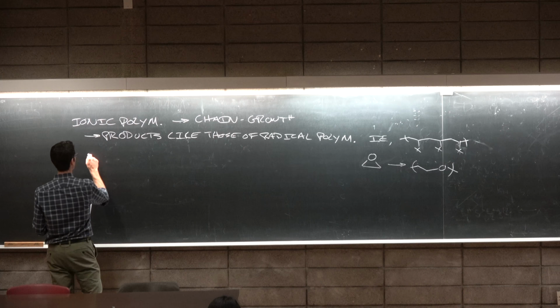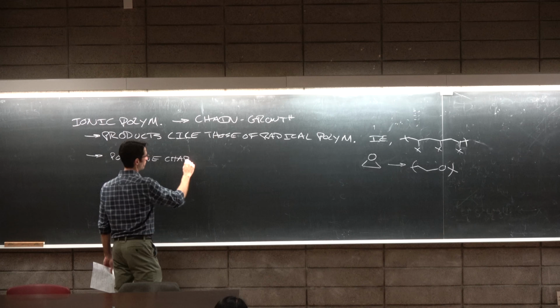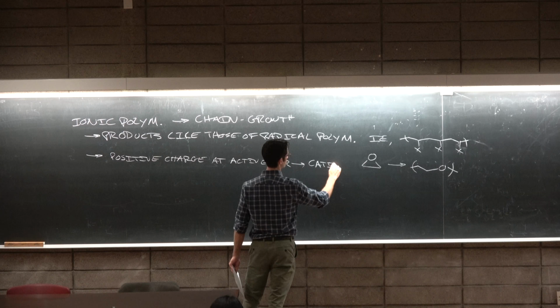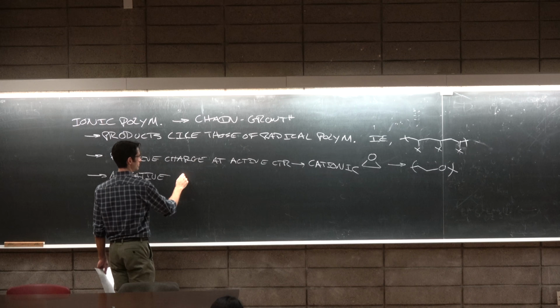So we have two types. If it's a positive charge at the active center, then that is called cationic. If it's negative charge, we call that anionic.